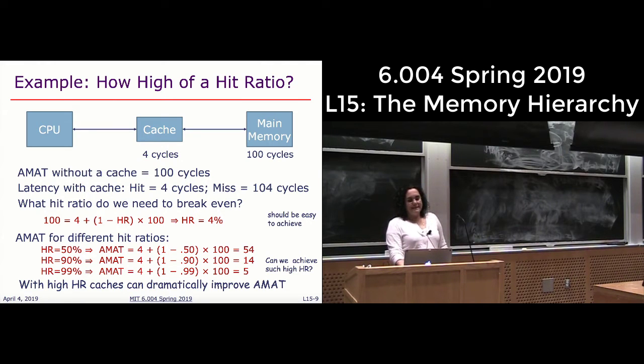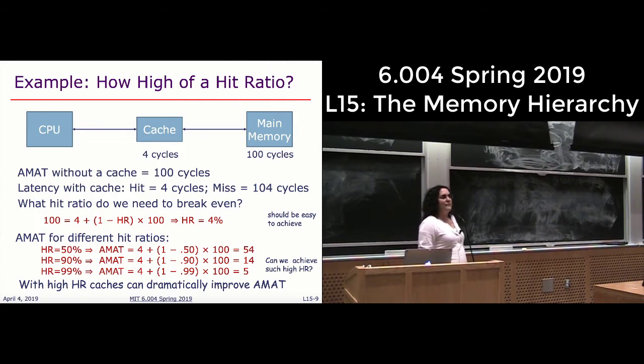And so let's say that my cache takes 4 clock cycles to respond, whereas my main memory takes 100 clock cycles to respond. Okay, and these are reasonable comparisons in terms of the way that the technologies actually behave. So what does this mean? Without my cache, my system is always taking 100 cycles to respond. So the average memory access time without the cache is 100.